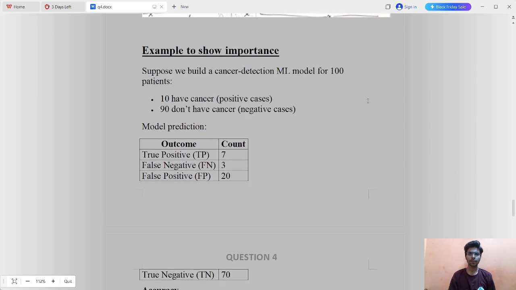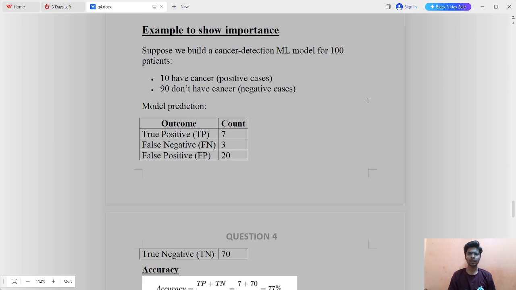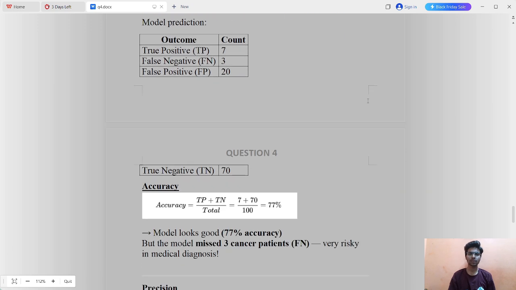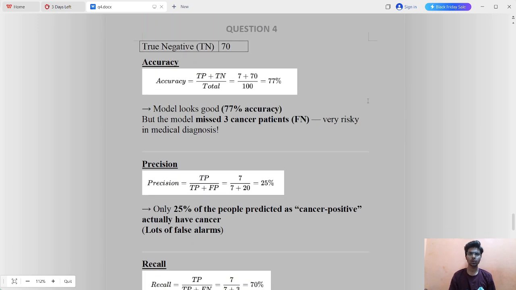This is an example to show the importance. Suppose we build a cancer detection machine learning model for 100 patients. 10 have cancer, positive cases, and 90 don't have cancer. It is a negative case. Model prediction, the outcome column and the count of patients. True negative equals 70, and the model looks good, 77% accurate.